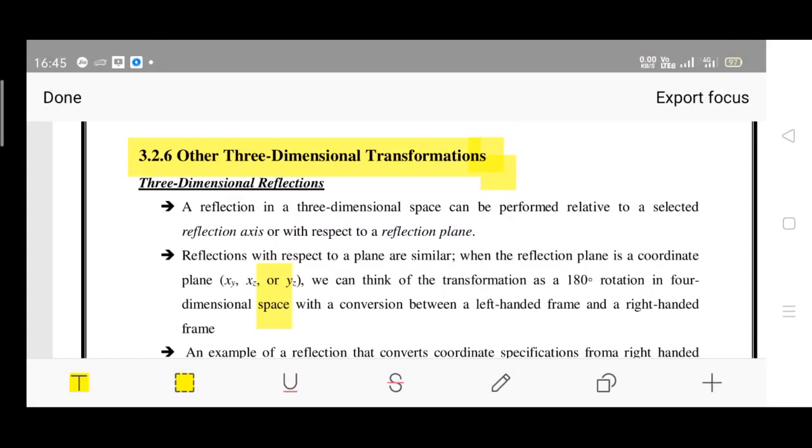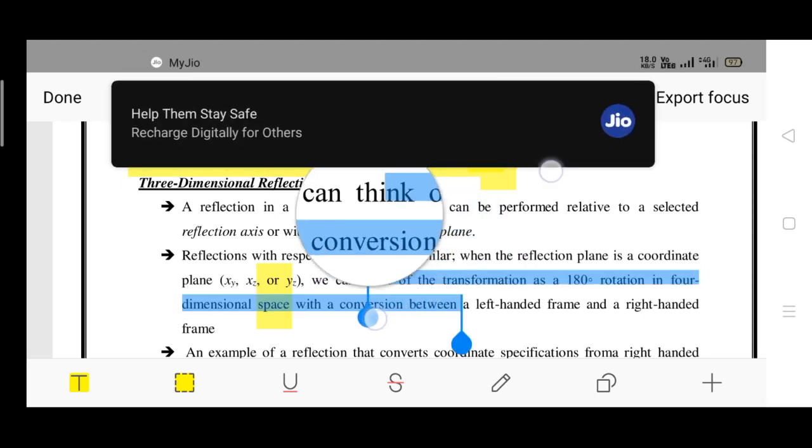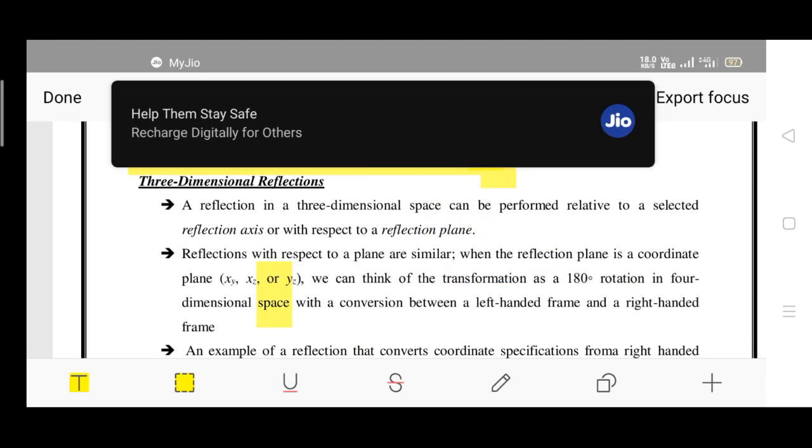Hello students, moving on to the next topic, that is other three-dimensional transformations. So other types of transformations, reflections as well as the shear concepts we need to discuss, since we have discussed them already with respect to the 2D model. So, three-dimensional reflection. Hope it is visible. Just go through the description here.